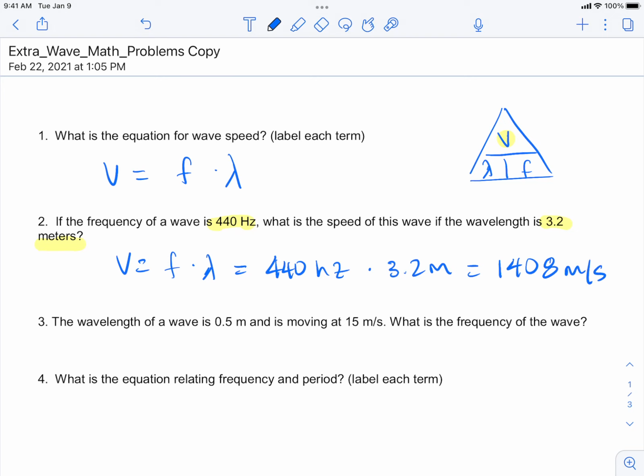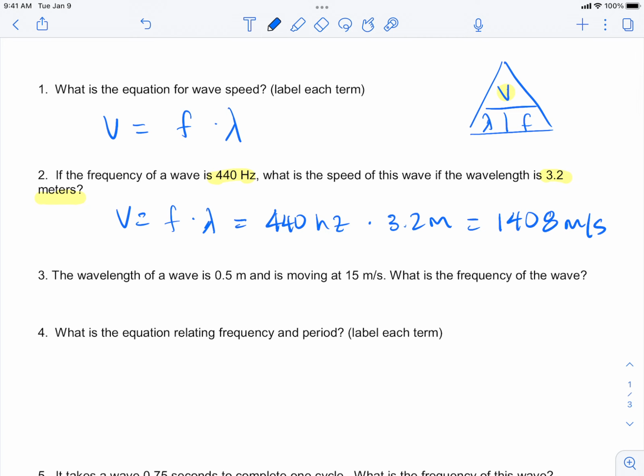Easy enough to do for those, because we've seen problems like that before, a lot of them actually. Take a look at number 3. It says the wavelength of a wave is 0.5 meters, moving at 15 meters per second. What's the frequency of this wave? Frequency equals velocity over wavelength. So we're just going to plug those numbers in. The velocity of this wave is 15 meters per second, and the wavelength is 0.5 meters. 15 divided by 0.5 is equal to 30, and the label for frequency is hertz.